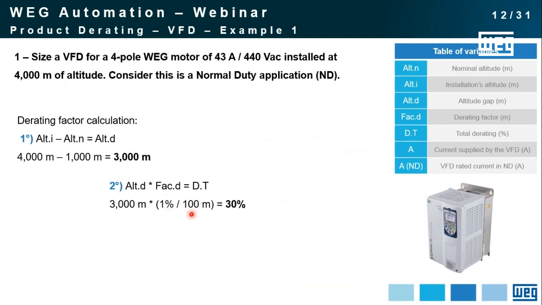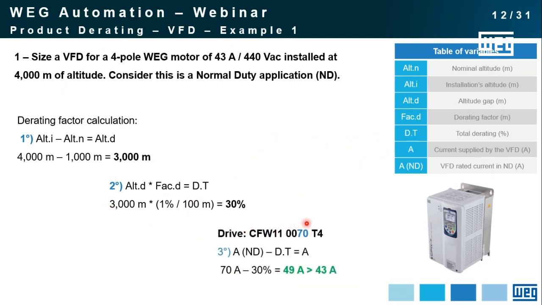We have learned that for every 100 meters you go up in altitude, you decrease 1%, meaning the total derating is 30%. So let's select, for example, a 70 amp VFD. You take the nominal current of 70 amps and then you decrease 30%. The final value is 49 amps, which is higher than the motor's current. So you can use it.